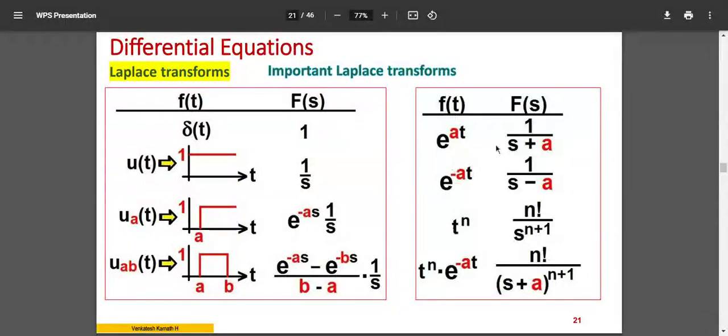So there can be combinations like this. Carefully you have to combine them. So you can learn it in this way, as a combination of these.